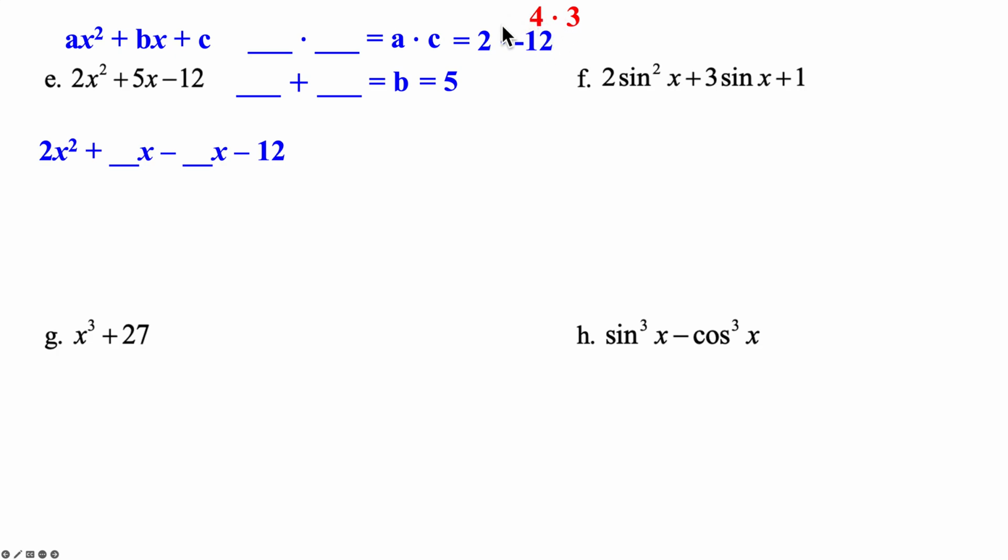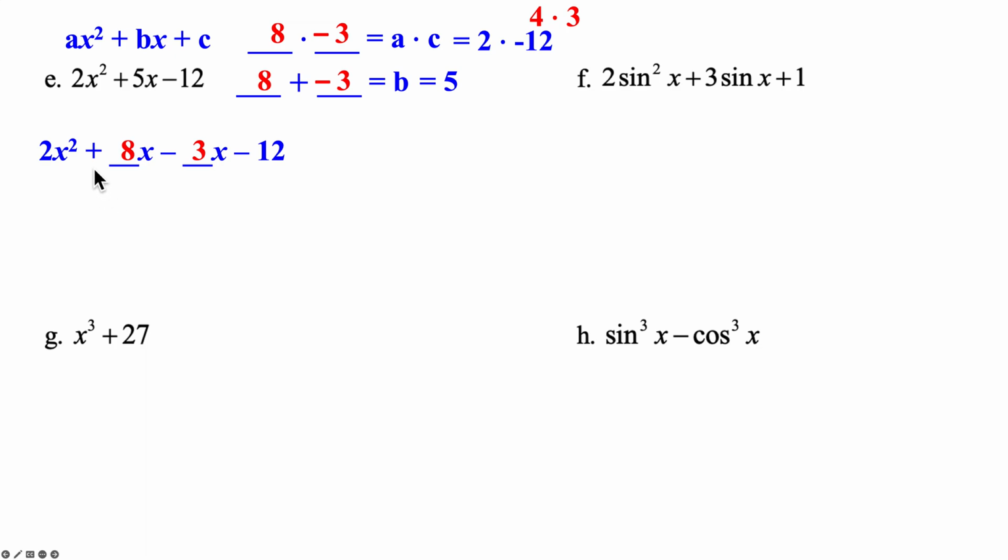4, you get traded to the 2. 4 times 2 is 8. There's your 8 and 3. And again, because 5 was positive, 8 gets the positive. The smaller factor, 3, gets the negative. So the positive 8 goes with the plus blank. That's going to be 8x. The negative 3 goes with the minus blank.